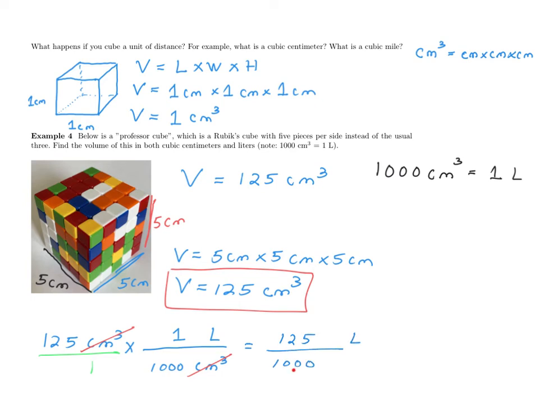It turns out here that this is a really easy division problem because we're dividing by a power of 10. What that 1,000 is going to do is take the decimal point and move it 1, 2, 3 places this way. Therefore, in liters, this is 0.125 liters. So to say 125 cubic centimeters is the same thing as saying 0.125 liters.